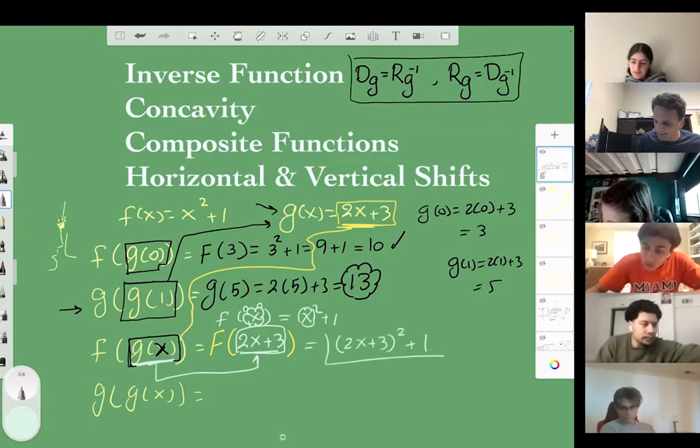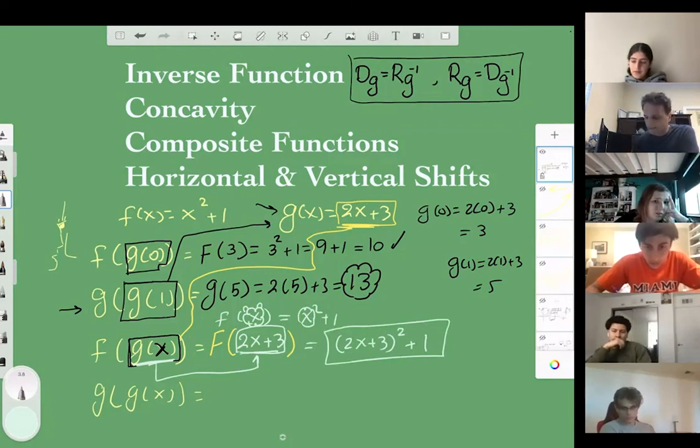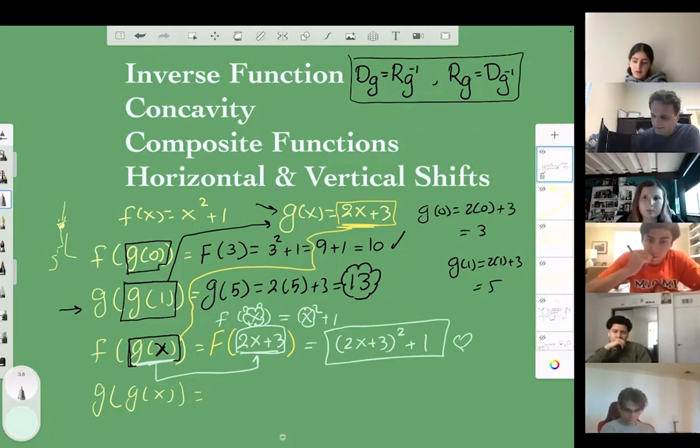So this is the final answer. You can leave it in factored form, or you can simplify it. You can simplify the parenthesis. But this is what we like. Do you see what's happening here? I plug the entire function inside of the x of f of x.